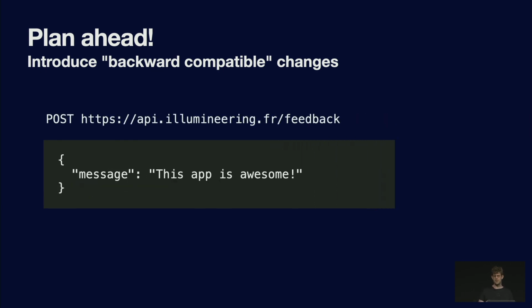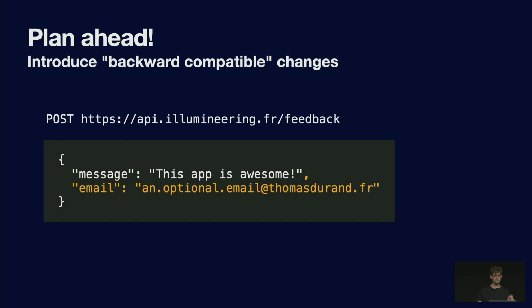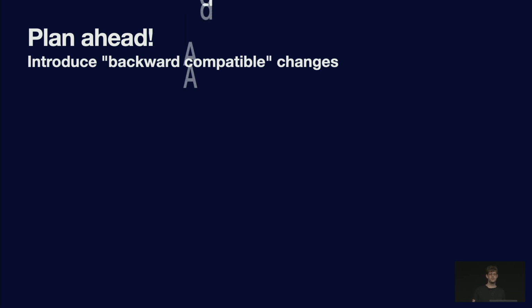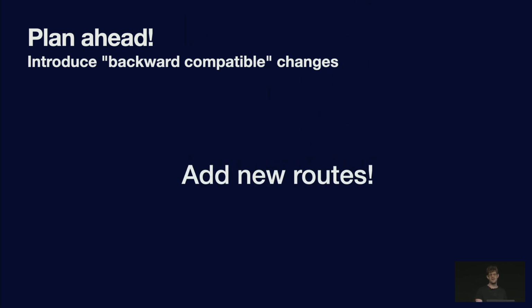For requests that take a payload, you can also add optional parameters to your payload. It must be optional, because if it's required, older apps that might not send it will get some kind of error from the server because the key will be missing. And of course, another obvious way of not breaking things is just to add new routes, because new routes have never been used in the past, so they are retrocompatible by default.